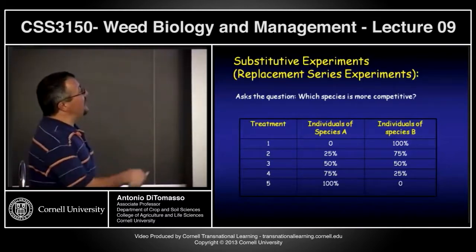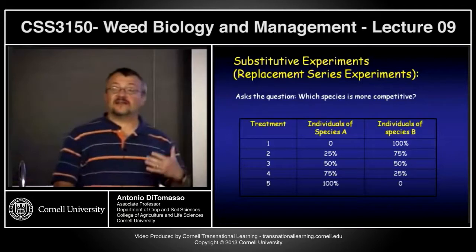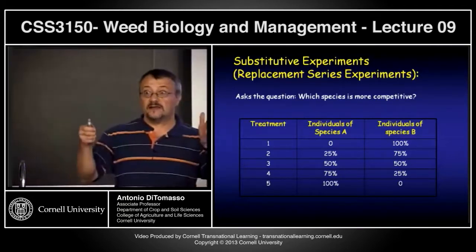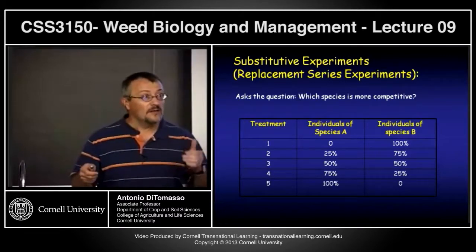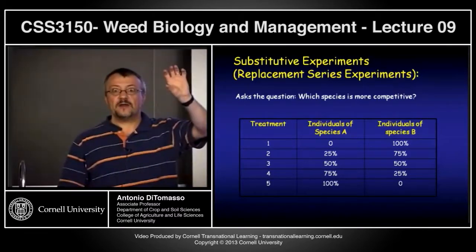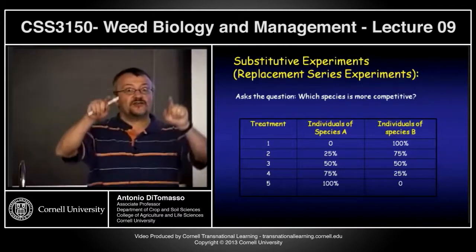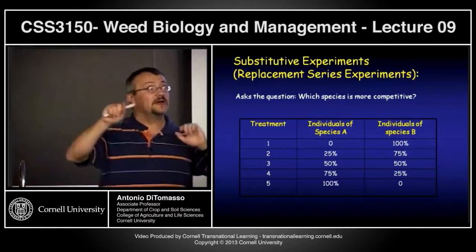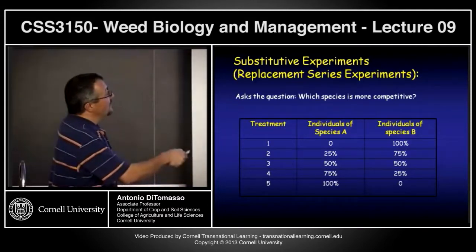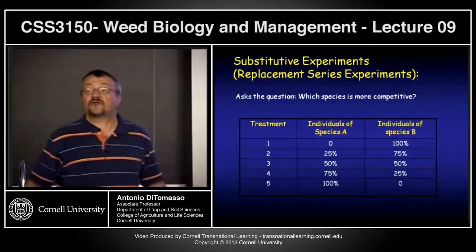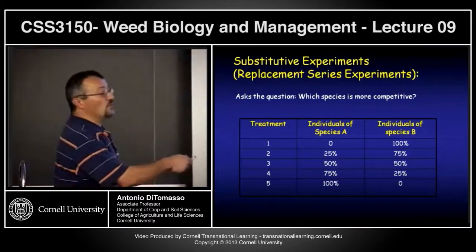And the way it works is that contrary to the additive design where we keep the crop density at one level, here we manipulate. The total density stays the same, but the proportions of each of your competitor species, whether it's two weeds or a crop and a weed, changes, okay? So here's the situation. We have species A, species B. You could think of species A as being your crop and species B being your weed, okay?